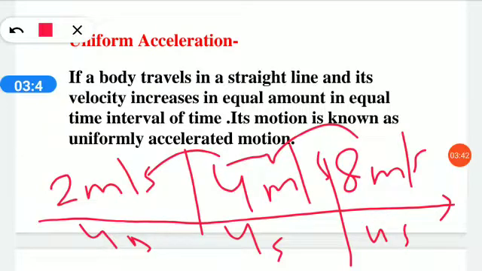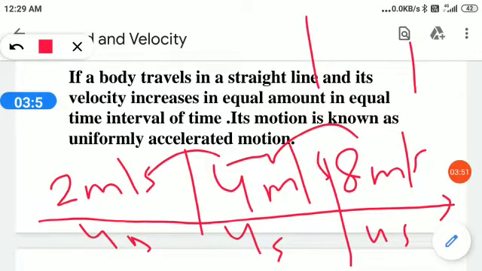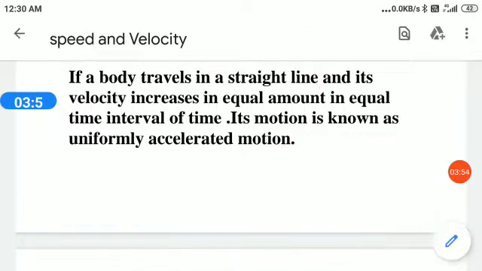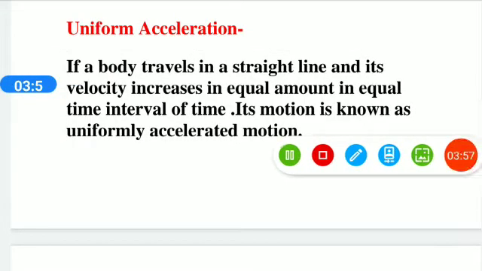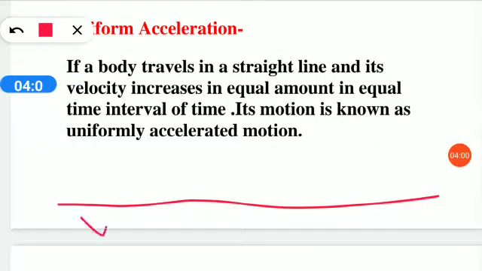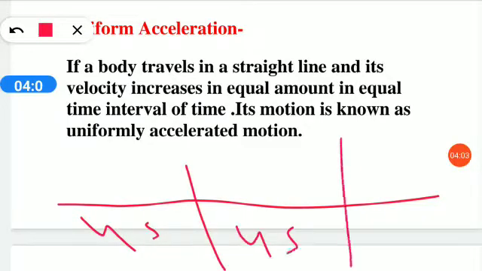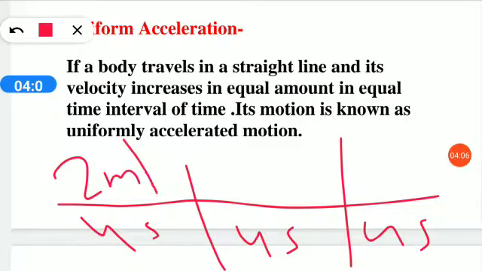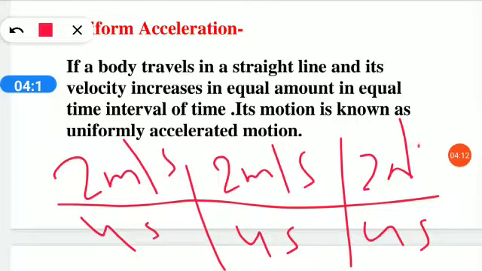Accelerating means it is increasing. The question sometimes comes: suppose in all three intervals, 4 seconds, 4 seconds, 4 seconds, the velocity would be 2 meter per second, 2 meter per second, 2 meter per second. Here you can see it is going constantly the same. So don't be confused, the acceleration will be 0. Velocity is constant, so acceleration will be 0.